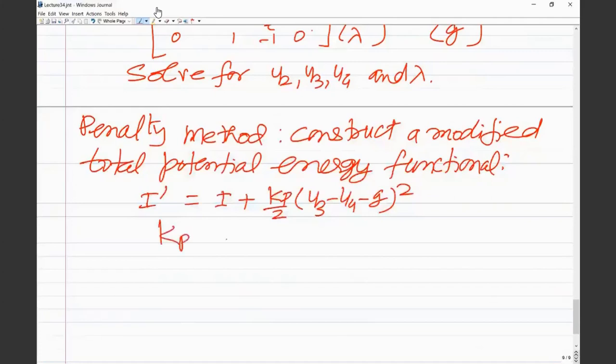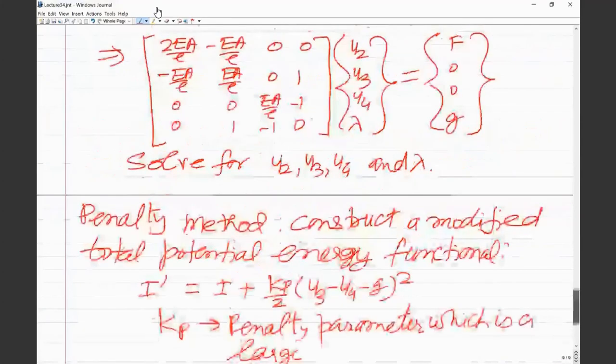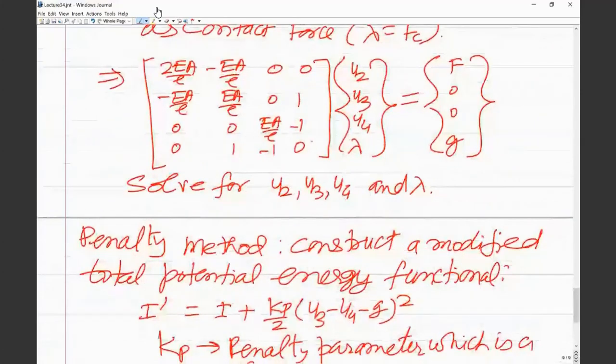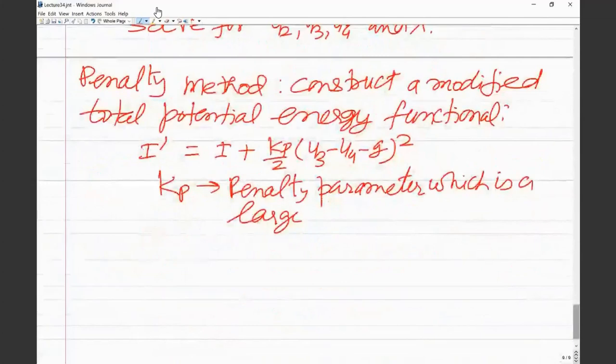And here, what is this Kp? So Kp is known as penalty parameter, or sometimes we call it penalty stiffness. This penalty parameter has to be a large number to enforce the constraint accurately. So how large, compared to the other stiffness terms? We have EA by L as the representative stiffness, so it should be at least 1000 times EA by L. So that is the order of this penalty parameter, which is a large number.